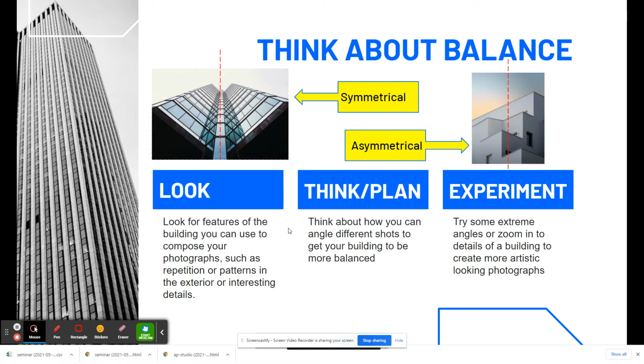Think about how you can angle your shots to get a more interesting photograph. And it's always a good practice to take multiple pictures at one time, because if you go from different angles, it may look better once you look at the final picture.